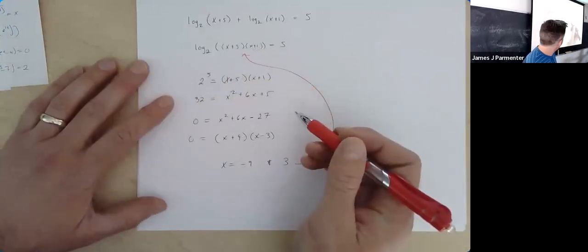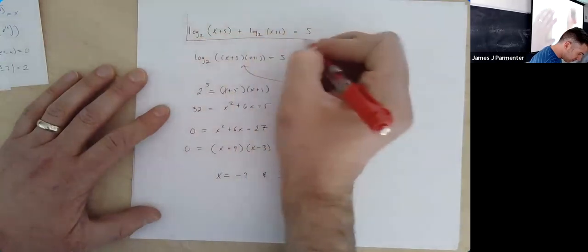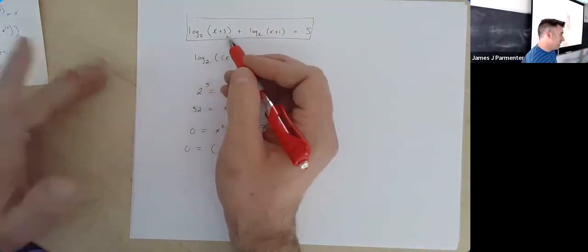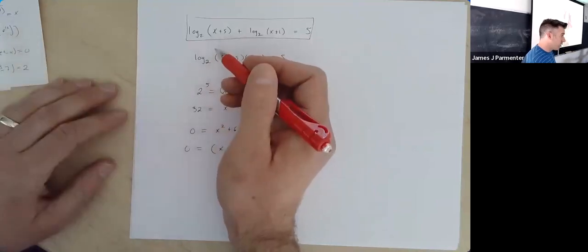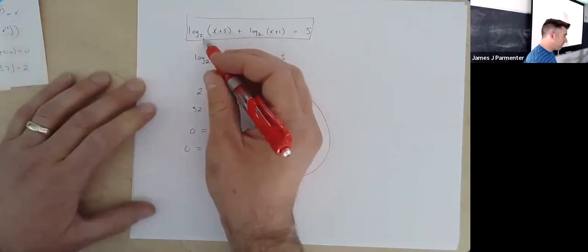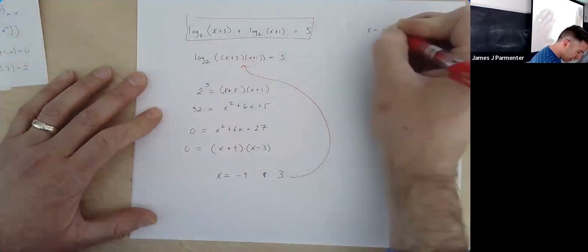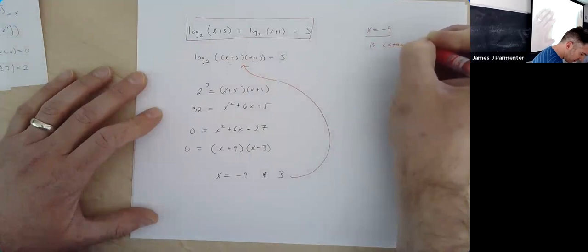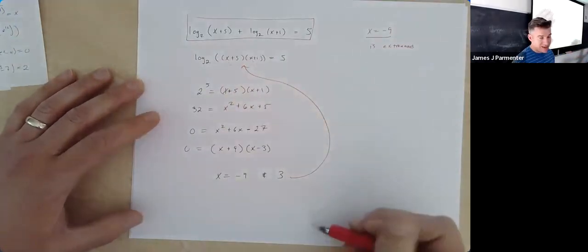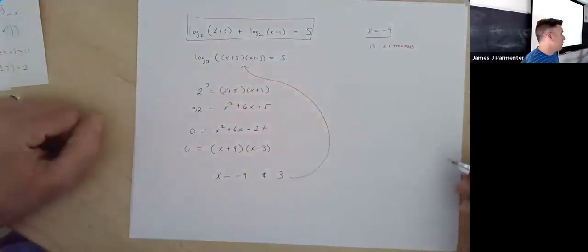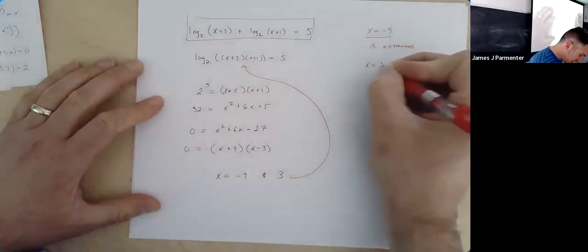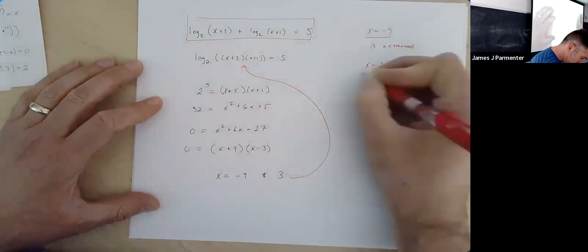The problem is, this is our original equation. If you try plugging in negative 9 here, negative 9 plus 5 is negative 4. And it doesn't work to take the log of negative 4. So x equal to negative 9 is extraneous. Because even though it solves some later version of our equation, it doesn't solve the original version of our equation.